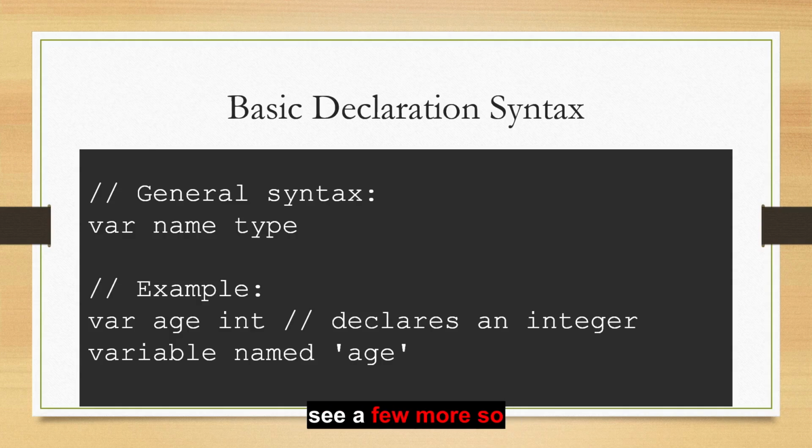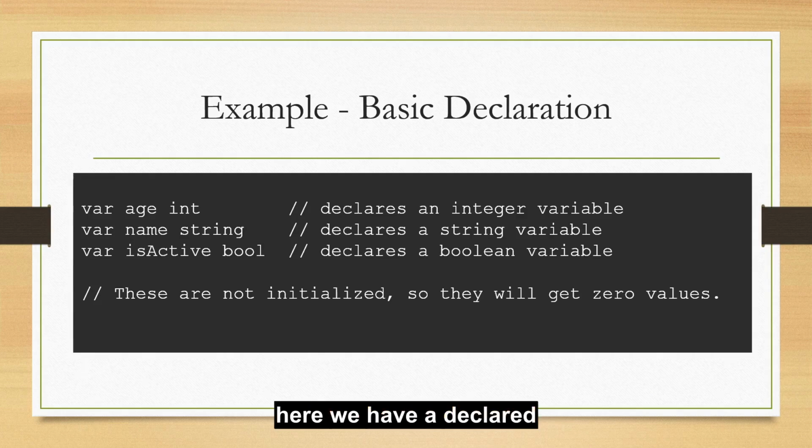Now let's see a few more. So here we have declared var age int, var name string, and var isActive bool. So you have got an integer, a string, some text, and a boolean that is for true and false. Right now none of these have a value. So age is 0, name is an empty string, isActive is false. Go doesn't leave things uninitialized like some other languages. It always gives a sensible default.